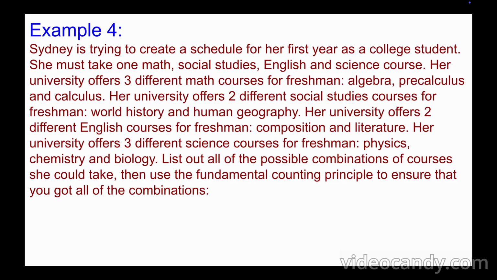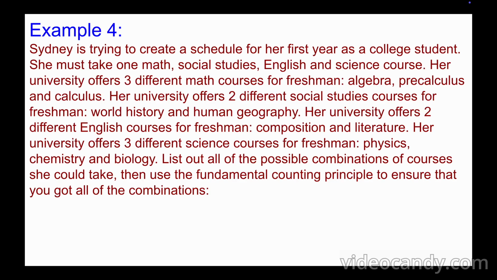Okay, one last example. Sydney's trying to create a schedule for her first year as a college student. She must take 1 math, 1 social studies, English and science course. Her university offers 3 different math courses for a freshman: algebra, pre-calculus, and calculus. Her university offers 2 different social studies courses for freshmen: world history and human geography. Her university offers 2 different English courses for freshmen: composition and literature. Her university offers 3 different science courses for freshmen: physics, chemistry, and biology.